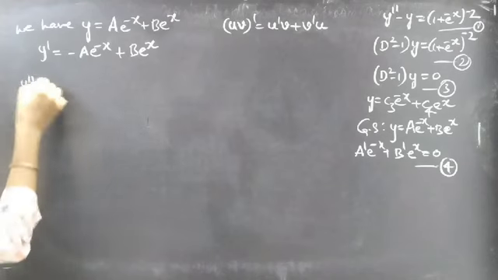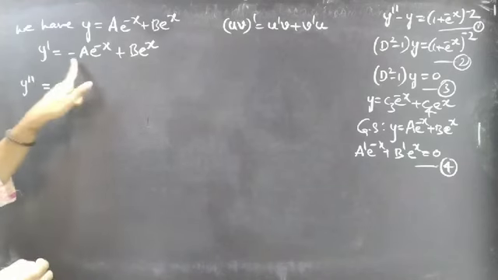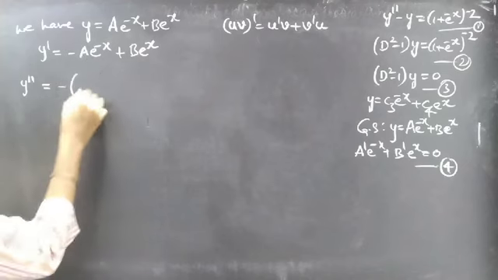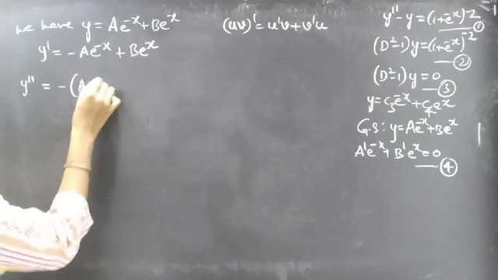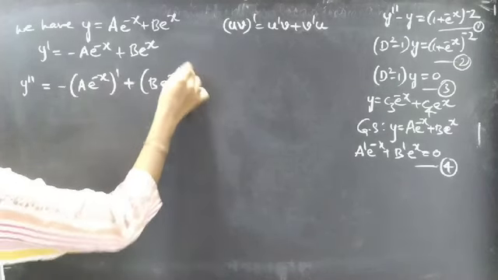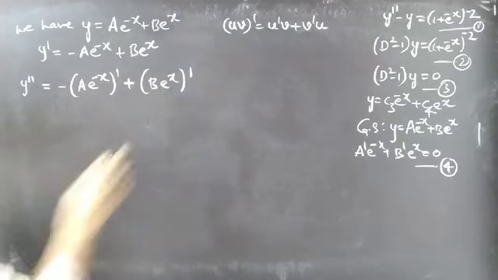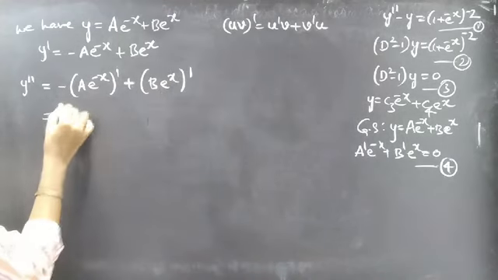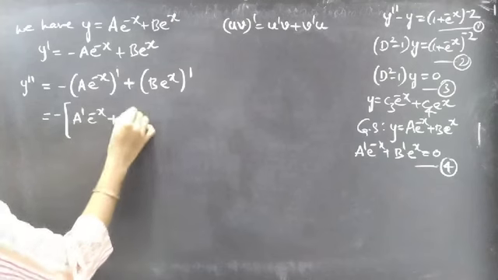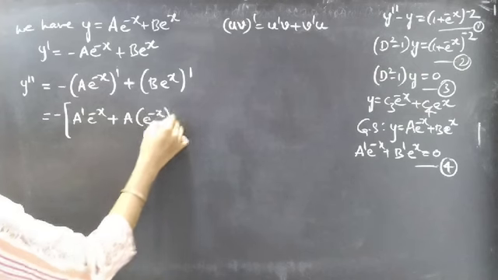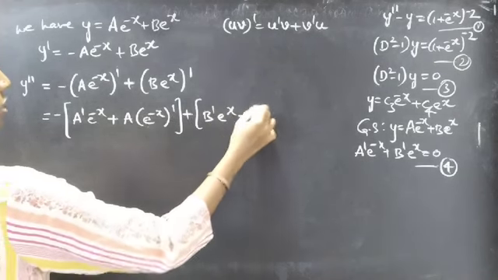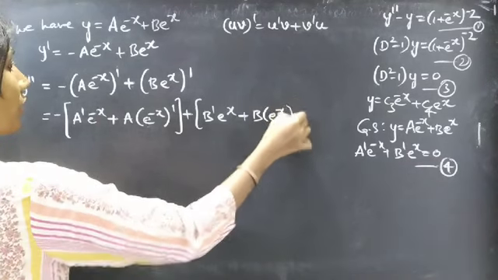Let's now find y double dash using y dash. We have y dash equals minus a e power minus x plus b e power x. So y double dash is given by minus a e power minus x whole dash plus b e power x whole dash. Here also we are going to apply the u v whole dash formula. This gives us minus of a dash e power minus x plus a into e power minus x whole dash plus b dash e power x plus b into e power x whole dash.